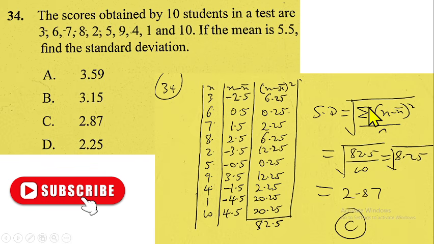Then the summation of it: you have to sum this (x minus x bar) squared column, that gives us, sorry, 82.5. Then that means the standard deviation will be the square root of 82.5 divided by n, which is how many data we have here, which is 10 data. Then that will give us the square root of 8.25, and if you find the square root of 8.25, that will give us 2.87. That means option C is the correct option here.